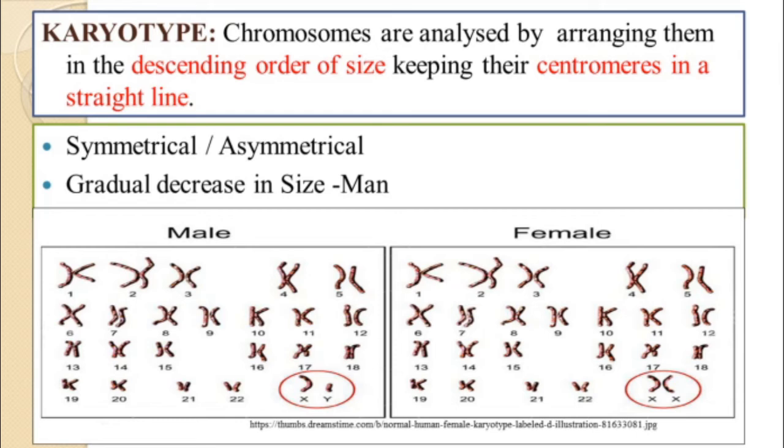Karyotyping means chromosomes are analyzed by arranging in a descending order based on their sizes by keeping the centromeres in a straight line. As you can see, the male and female karyotype in this diagram. In some species, the entire chromosomes all are similar in size, that's called symmetrical, but in some species like man, chromosomes are varied in their size, so it is asymmetrical type. You can observe the gradual decrease in size in the karyotype of male and female.